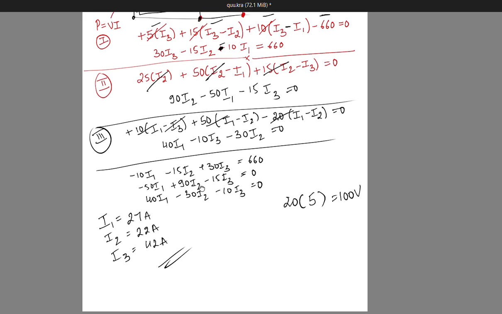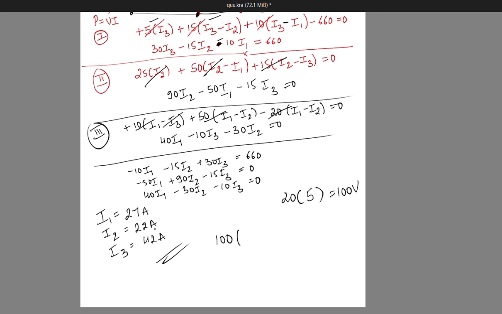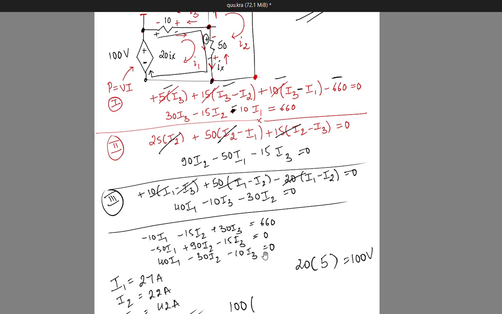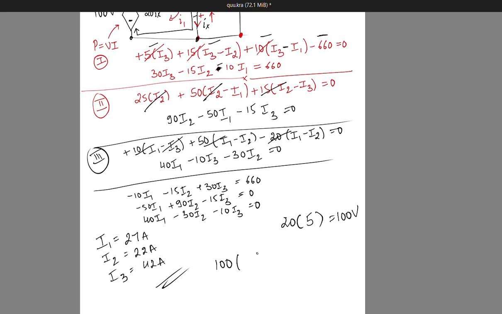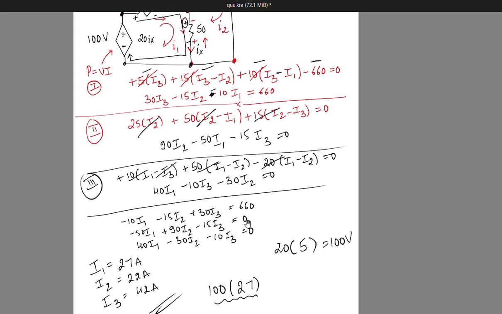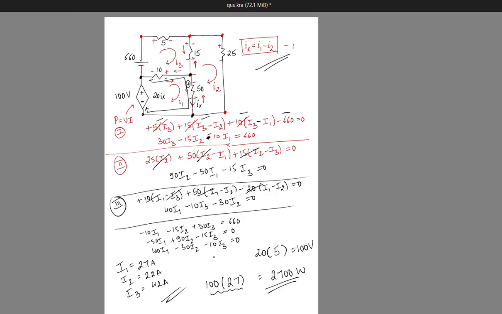So the power is basically 100 volts times the I2 current. Sorry, this is the I1 current. Since I1 current is coming here, it's I1. So that is going to be the amount of power dissipated, or power produced, actually, I would say. I think it's the power delivered, sorry. So the power delivered would simply be 2700 watts. So that's how you work with polarities and calculate the power dissipation. I hope that helps.